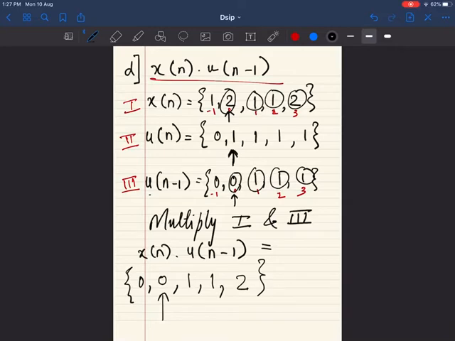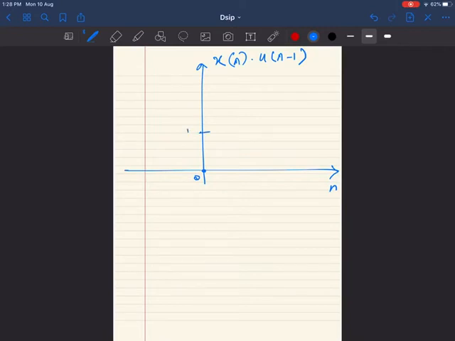Now one of the most important things that you have to do is draw the signal. The final signal has to be drawn, the final signal has to be sketched. So I am just going to do it here. X of n into u of n minus 1. This is how it will look like. Okay, so this is my final signal.